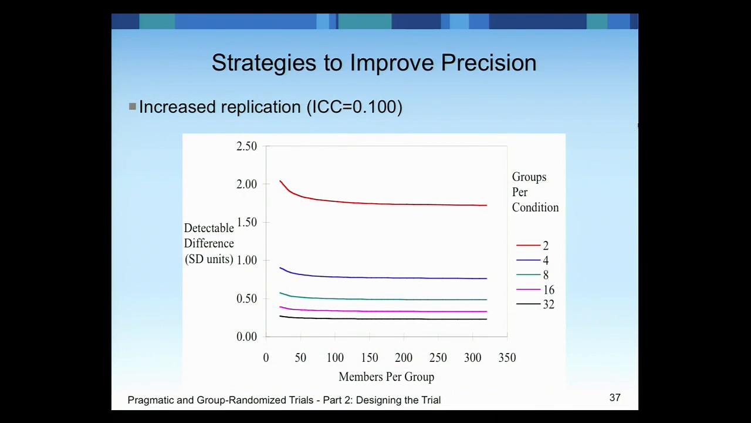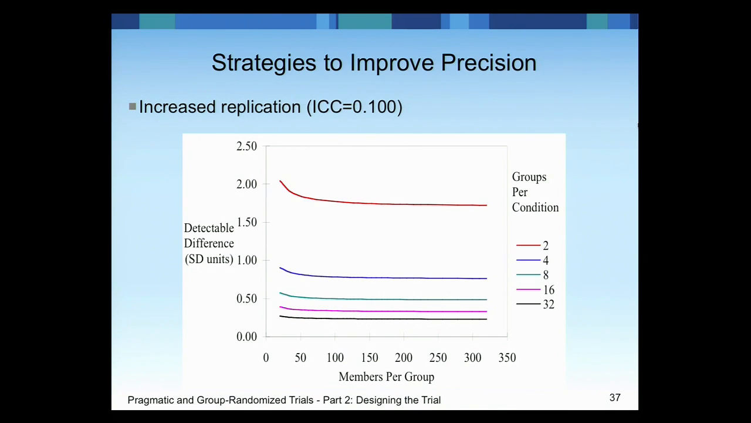The next 3 slides give you a sense of the power in group randomized trials as a function of the interclass correlation, the number of groups per condition, and the number of members per group. The y-axis is the detectable difference in standard deviation units, so standardized units. And the lines that are shown in the figure reflect the number of groups per condition. So the top line in red is for 2 groups per condition.